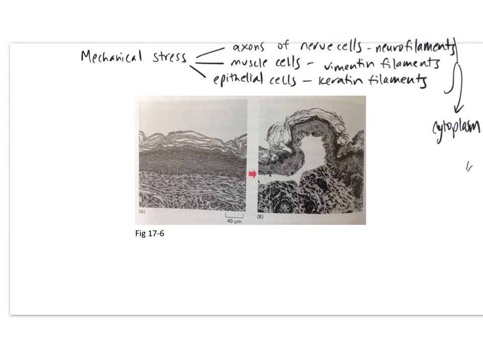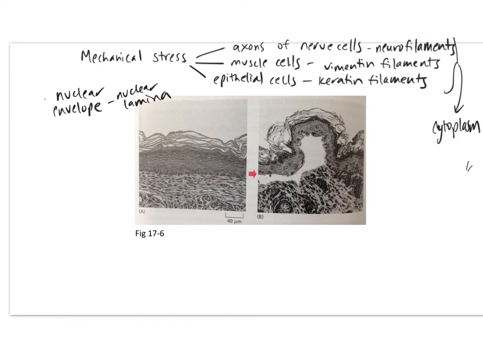Finally, all eukaryotic cells have a nucleus, and remember that there is the nuclear lamina, which is made of intermediate filaments. So this is another location we'll find intermediate filaments, in the nuclear envelope. So inside the nucleus, and again, this is specifically in the nuclear lamina.